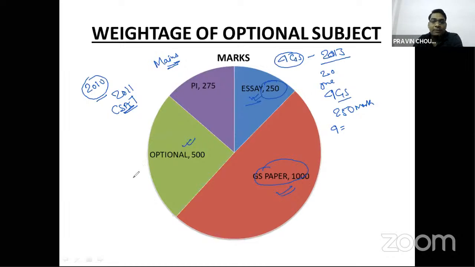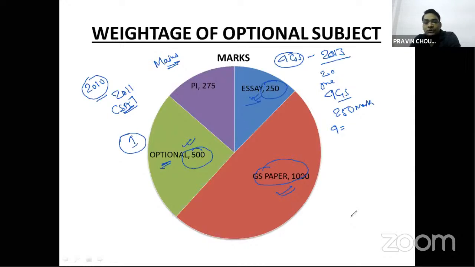Apart from essay, you have an optional subject. You have to choose only one optional subject, and the total marks will be 500. There are optional subjects like public administration, the most popular optional subject, geography, sociology, psychology, and many other optional subjects are available.